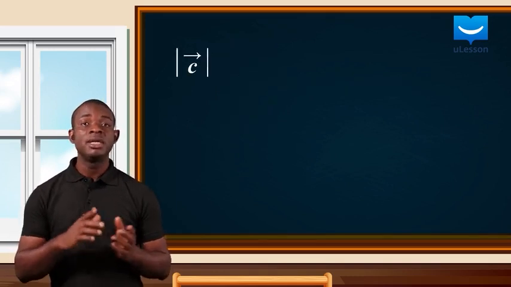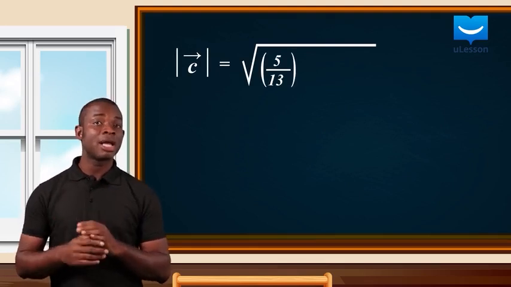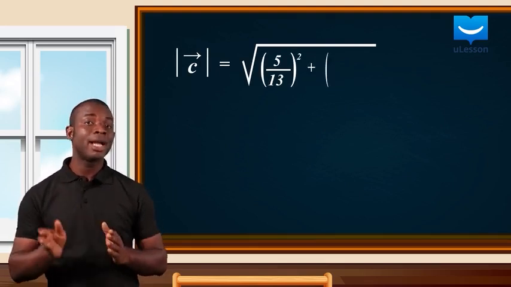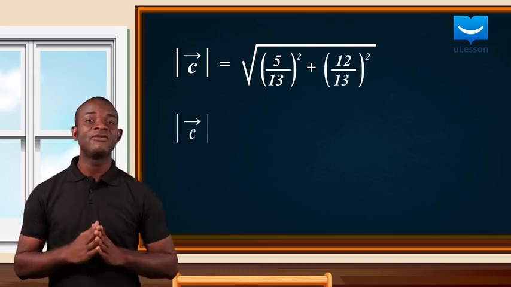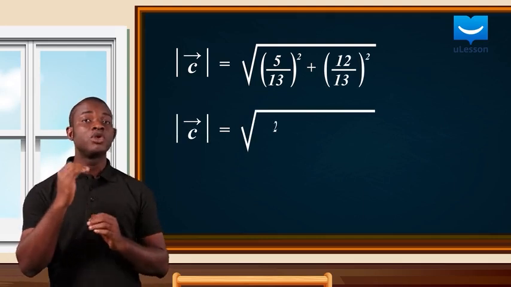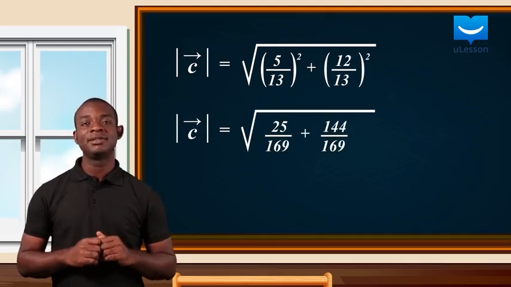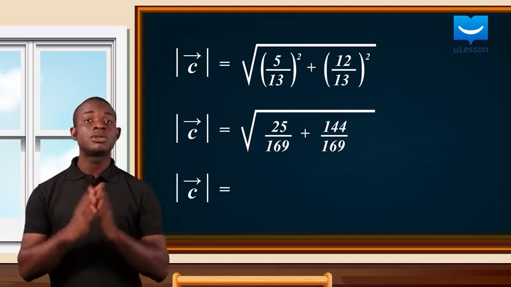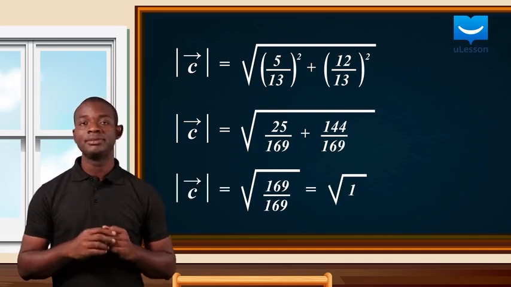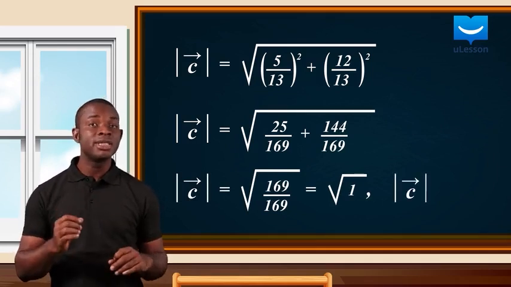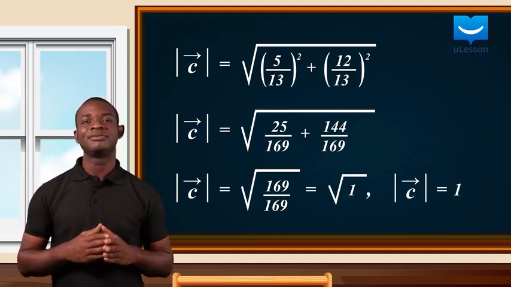The magnitude of C is equal to the square root of (5/13) squared plus (12/13) squared. Solving further, we have the square root of 25/169 plus 144/169. The terms in the square root sum up to give 169/169, which is equal to 1. Therefore, the magnitude of C is equal to the square root of 1, which is equal to 1.